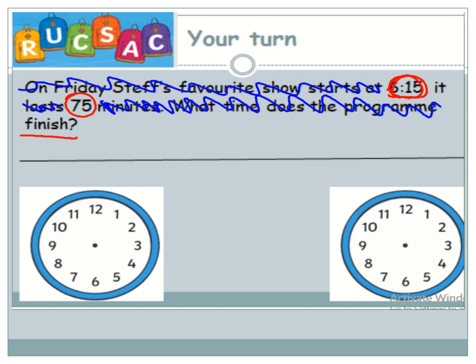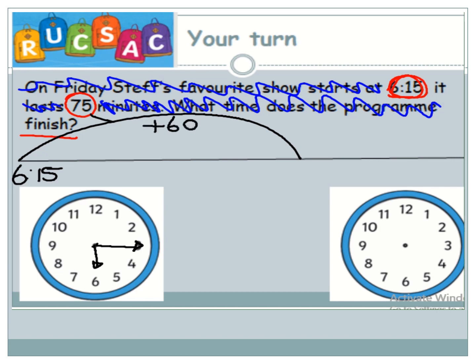So 6:15, we're going to draw that onto our clock. 15 is the same as quarter past, so we're going to point to the 3, and the hour is just 6. And we're going to write 6:15 on the number line. So 75 minutes. Let's think. I know that in 1 hour there are 60 minutes. So if I do quite a big jump, that would be plus 60 or 1 hour. So that will take me to 7:15.